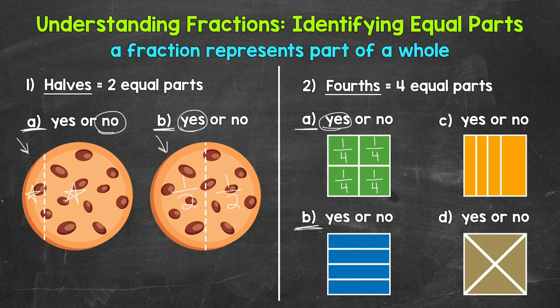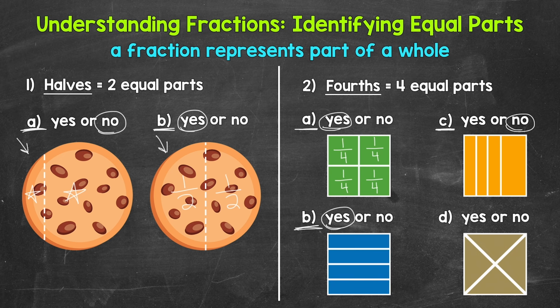So four equal parts. Yes, and again, each part is going to be 1/4 of the whole. So again, yes, we have fourths for B. Moving on to C, do we have fourths here? No, we do not. These parts are not equal. They are not the same size. So we do not have fourths.